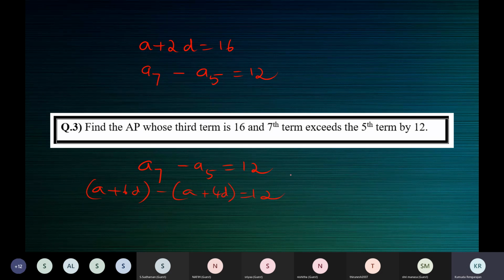So we have two linear equations. The third term is 16, and from that we have this equation. And when you work this, you will get another equation in A and D. Solve to find the values of A and D and hence find the AP.